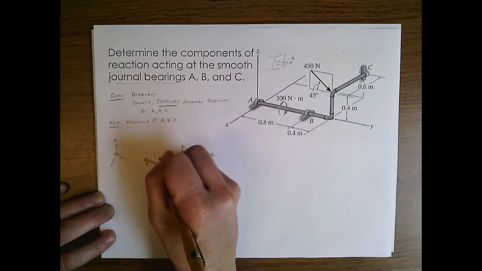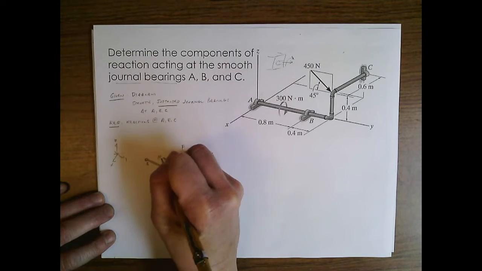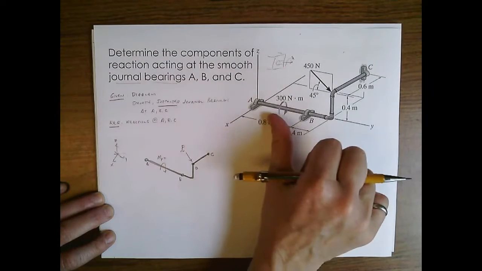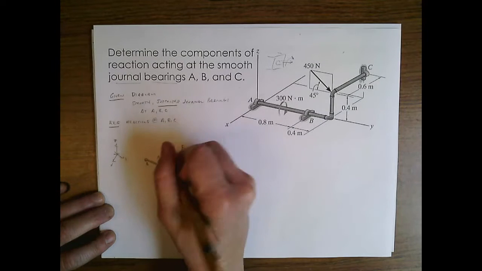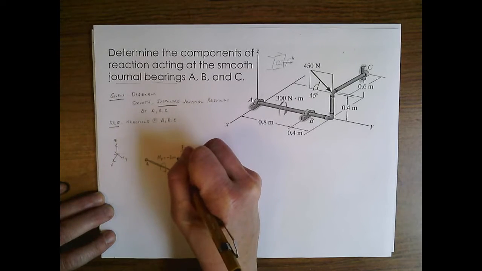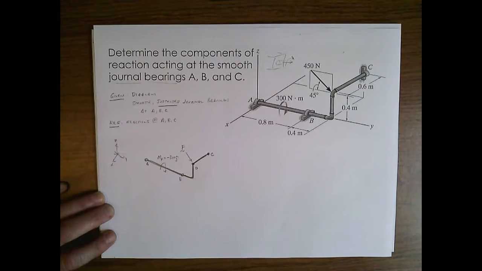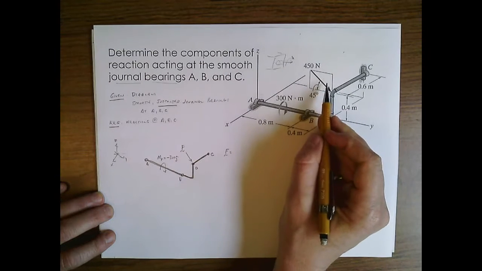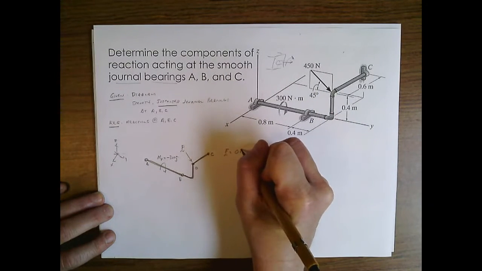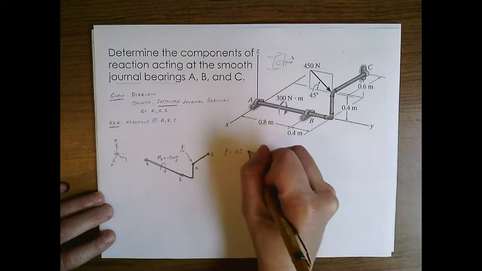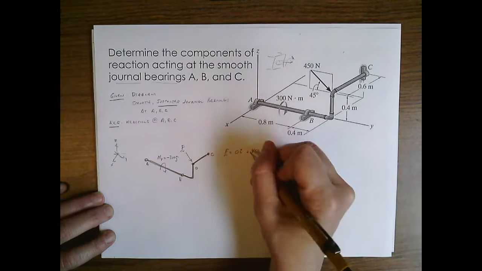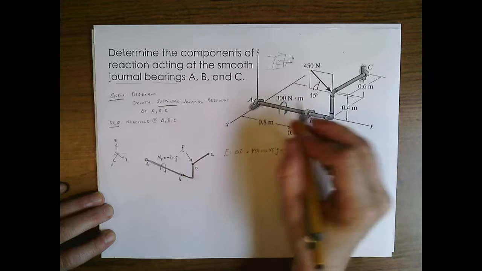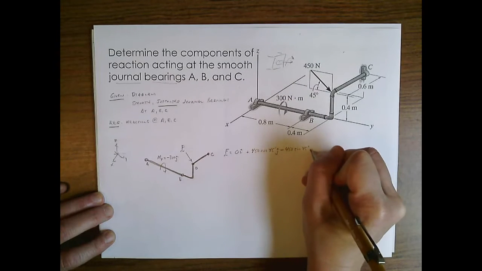I can go ahead and immediately say that that moment, which I'll call moment P, it's a couple, is going to be equal to, and I know its direction, a negative y, so negative 300 Newton meters in the j direction. Okay, and I'll go ahead and define F for a second too. So F is 450 newtons. There's no component in X, so it's 0 in the i direction. It's going to be positive 450 cosine 45 degrees in the j direction, and negative 450 sine 45 degrees in the k direction.